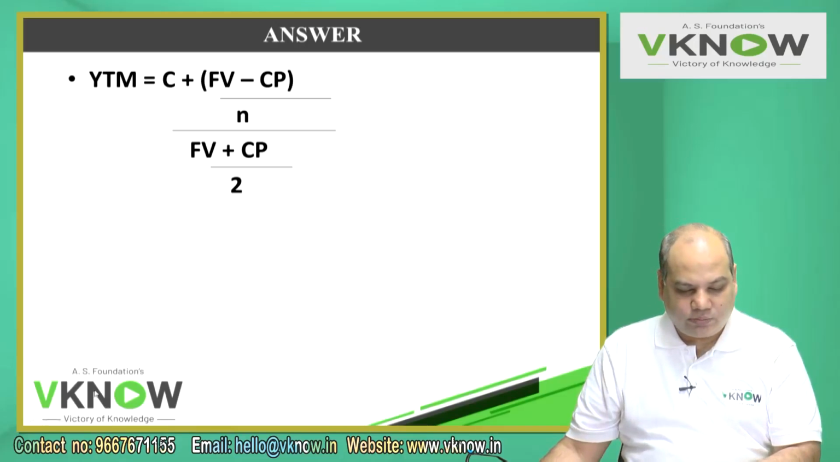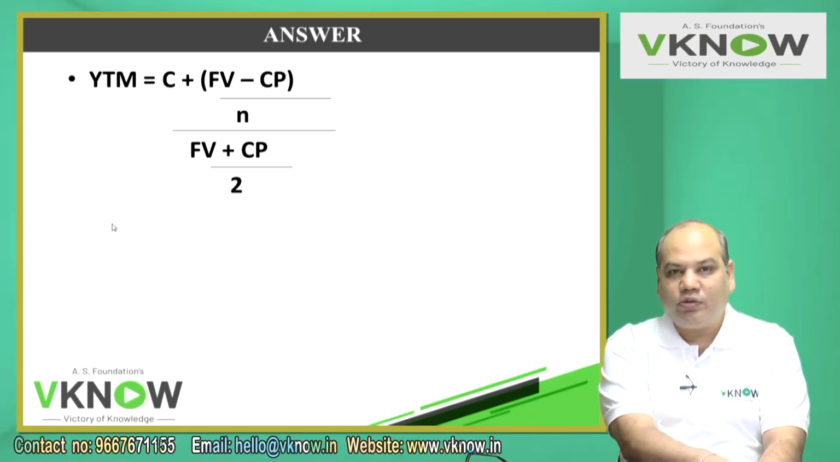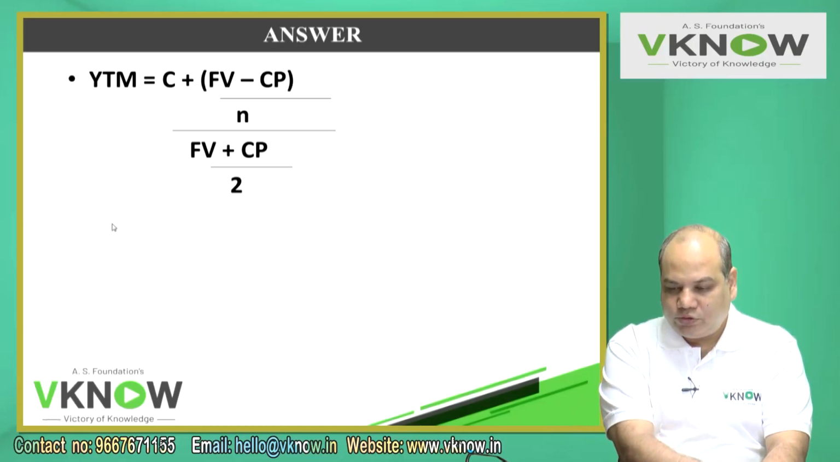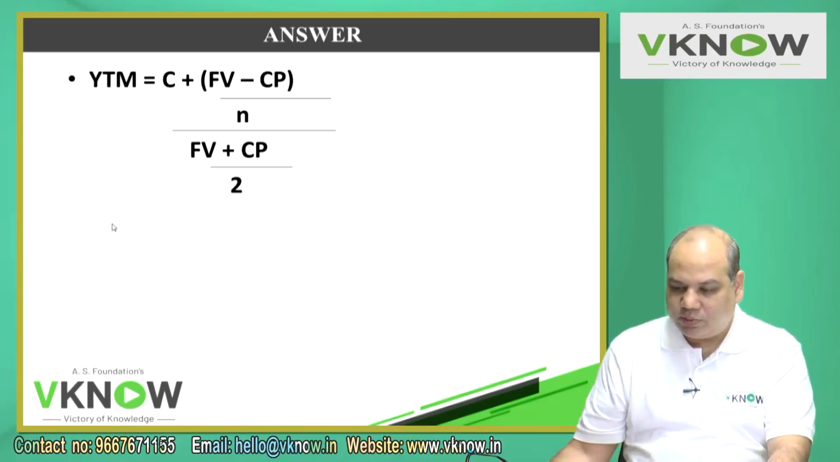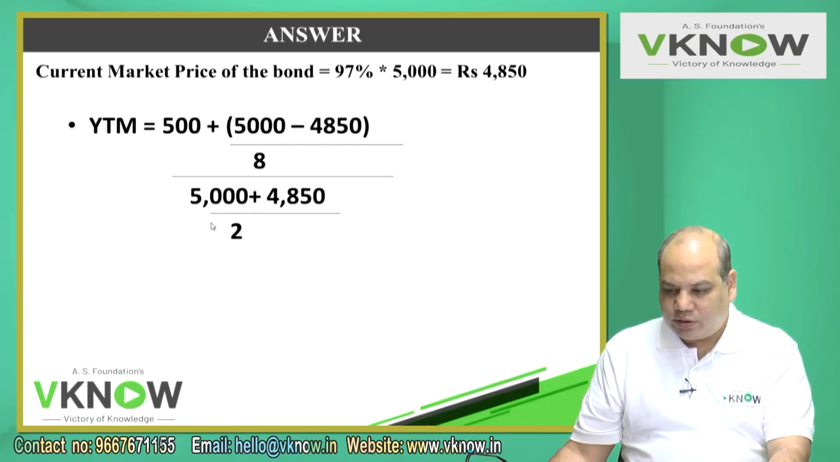So let us write down: YTM is equal to C plus FV minus CP upon N, upon FV plus CP by 2. After writing the formula, write the answer below.